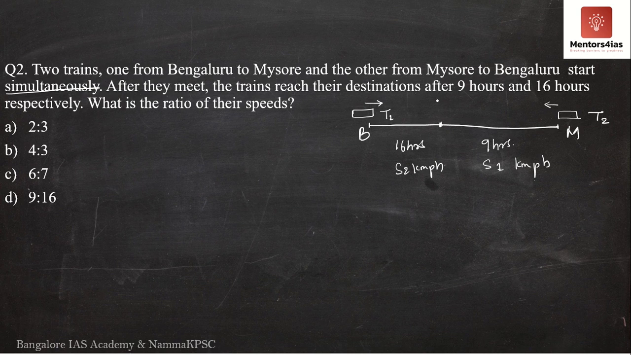Now, let me assume that the total distance is D. Let the total distance between Bangalore and Mysore be D. Let me take the meeting point as O. From the meeting point to Mysore, let it be D1. Let the distance from Bangalore to the meeting point be D2.